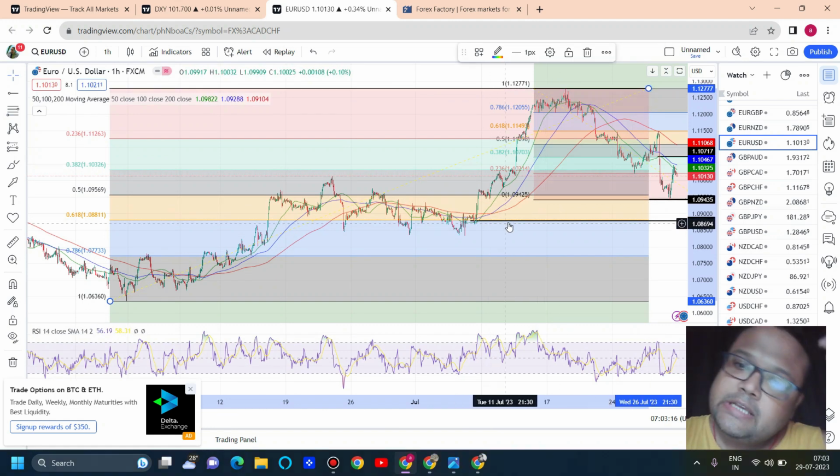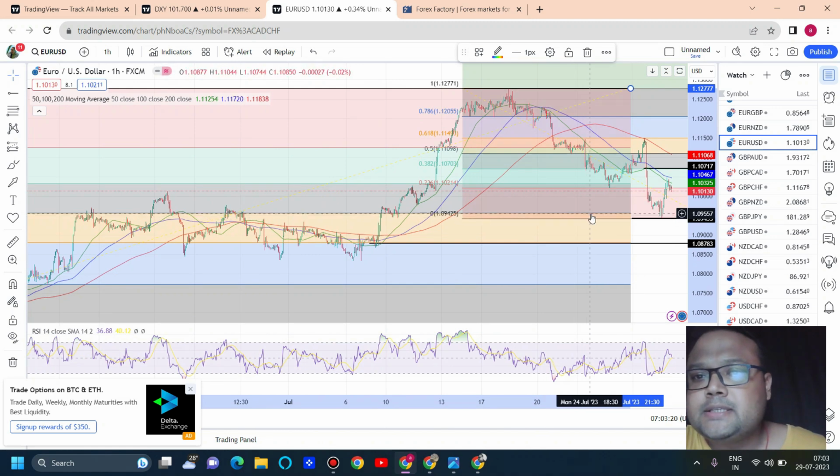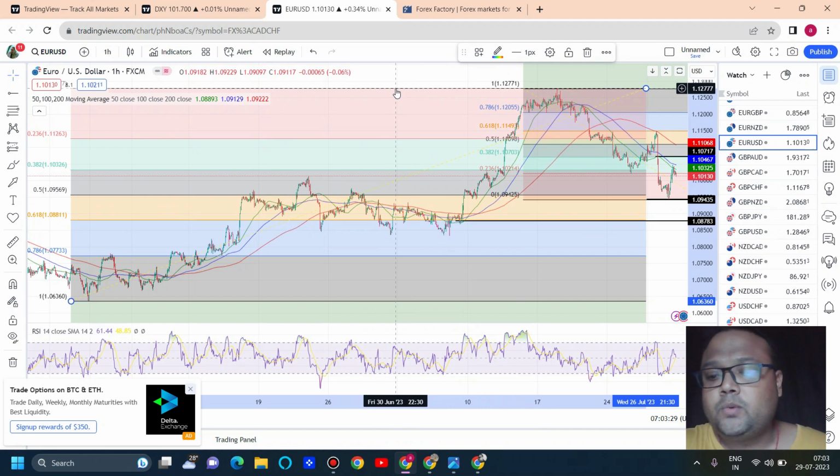See, 1.0878. We are considering Fibonacci here, and here the market has respected Fibo. More or less our Fibo levels have worked. That's why we are also hopeful that our Fibo 61.8 will work again. So let's wait and watch.